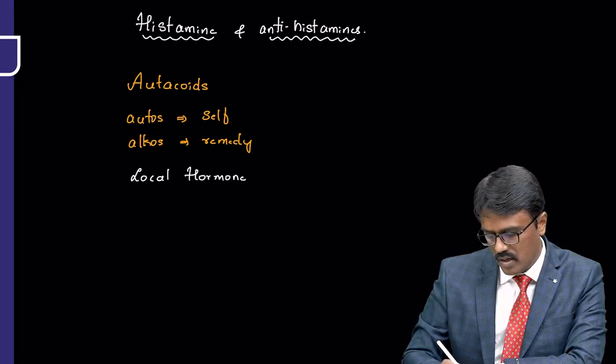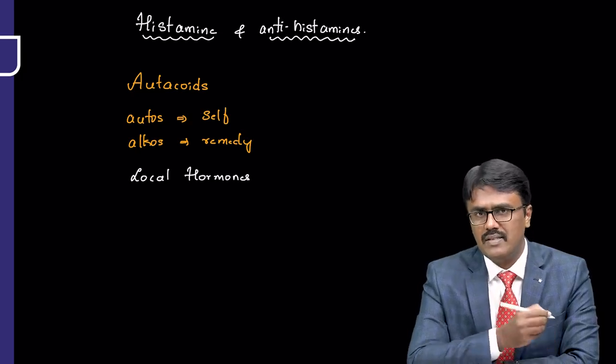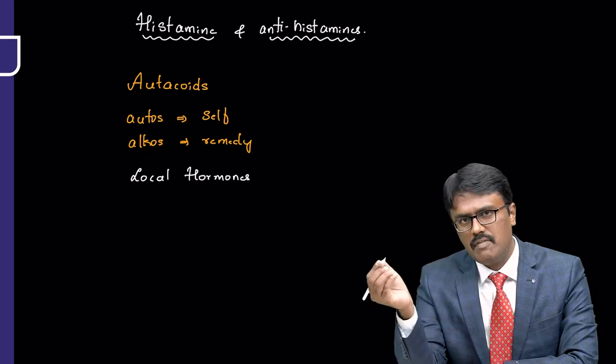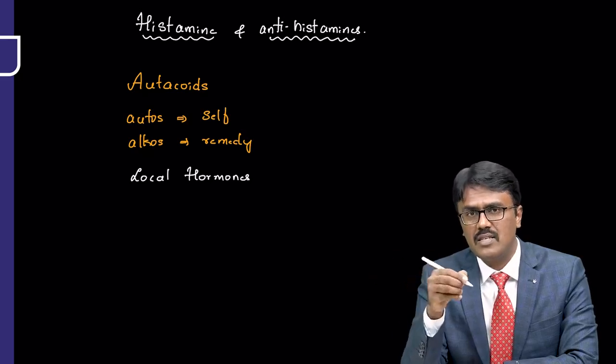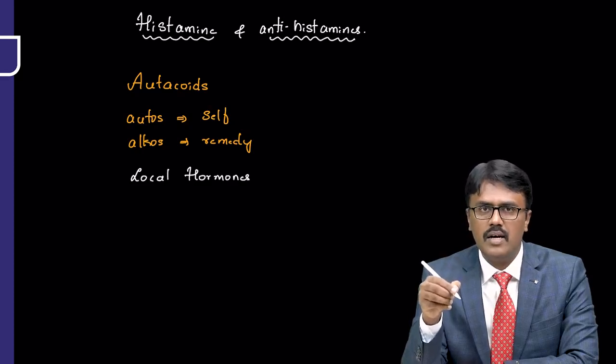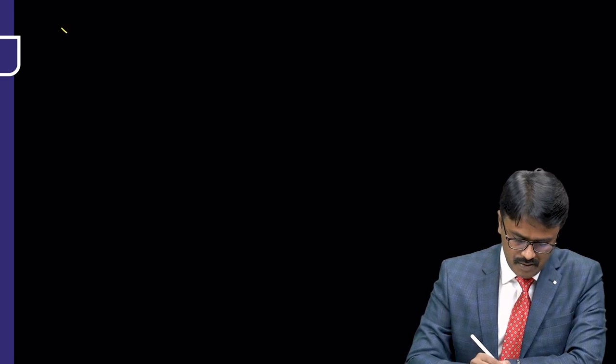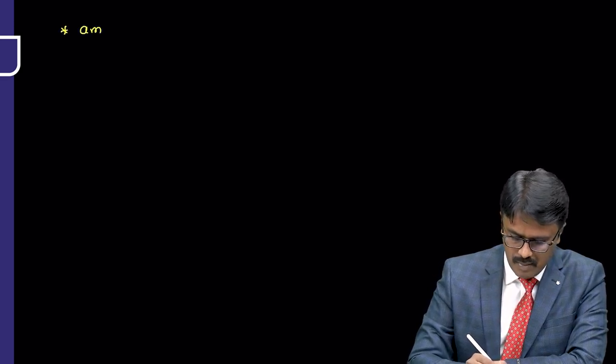Why do they call them local hormones? You know that hormones are synthesized somewhere and they act somewhere else. But local hormones are synthesized locally and they act locally. So that's the reason they are called autocoids. Now in autocoids, there are three important derivations. Number one, the autocoids derived from amine.